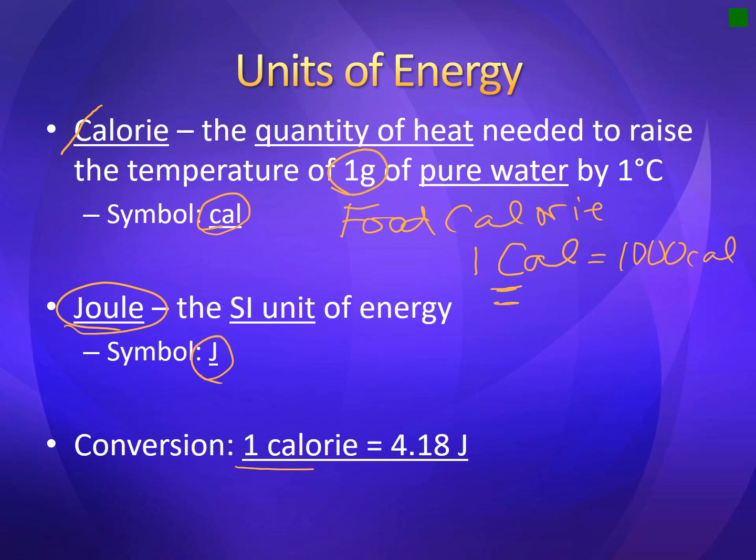And what's also interesting to note is if you write down this conversion and then you convert it into big calories or food calories, we would need 4,180 joules to equal 1 food calorie, 1 big cal. And so what we're talking about is that the units of energy that we're using are very, very small amounts of energy compared to what we're familiar with, food calories.